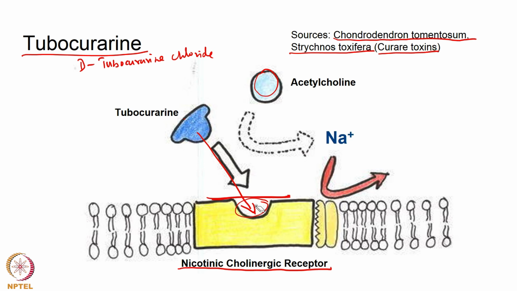Essentially, this blocking of the nicotinic cholinergic receptor by tubocurarine causes paralysis of the animal, but it is a relatively slow process. It takes about 5 minutes. Its effect lasts for about 120 minutes.